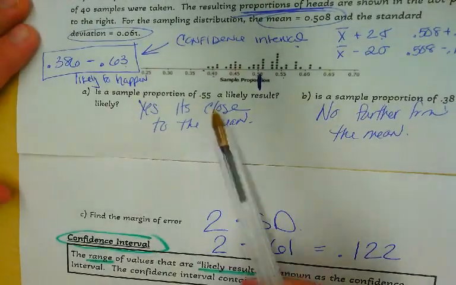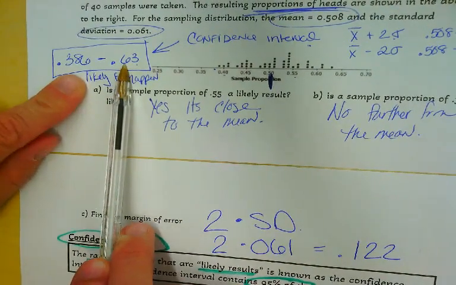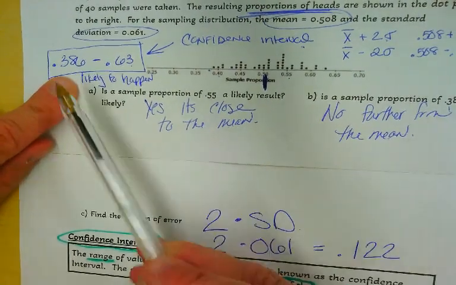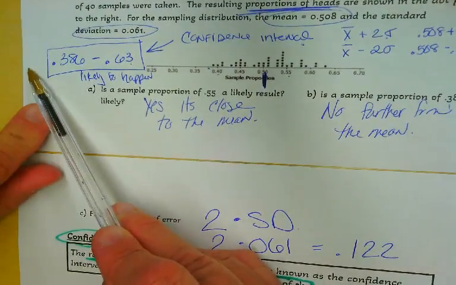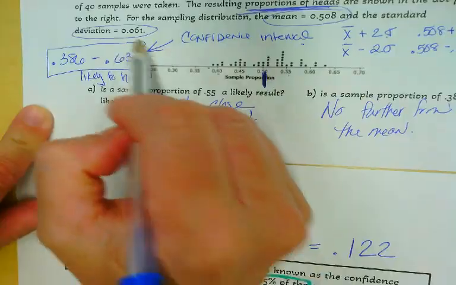So if I look at this, does 0.55 fall within my confidence interval? Yes. So that is likely to happen. 0.38 actually falls just outside by a hair, right, on that confidence interval, so it is not likely to happen. It did not fall within this confidence interval. All right.